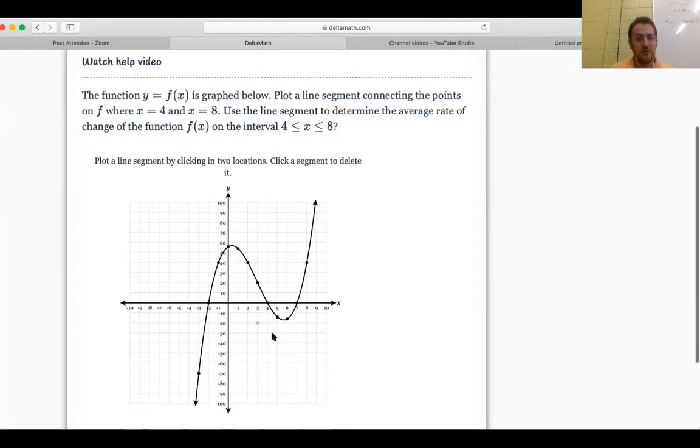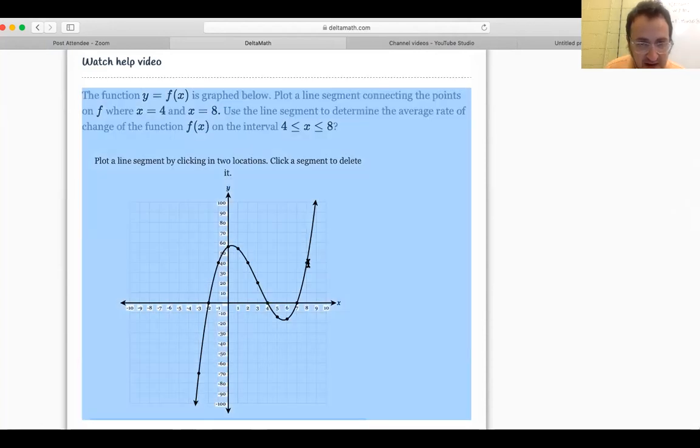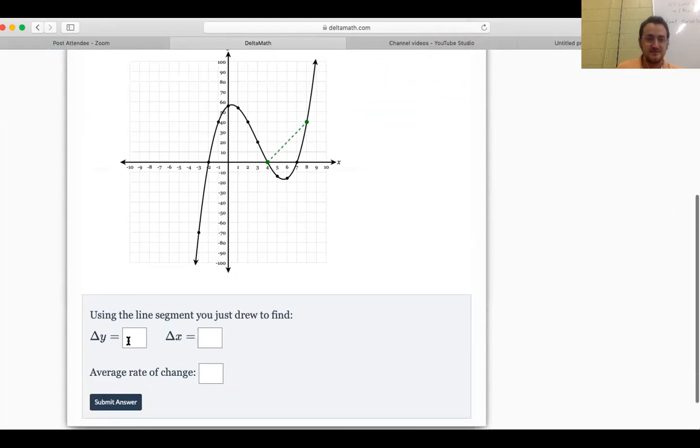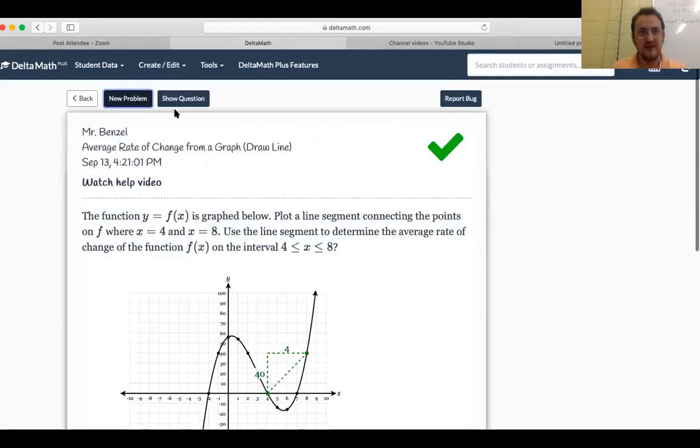All right, so I got x equals 4 and x equals 8. Ooh, they really went fancy here with these units. So here's 4, and here's 8. It's a little fussy sometimes. You just have to deal with it. This one you can actually see a little easier. So we go from 0 to 40. So that's our rise. And then our run is 4. So then our slope would be 10. And that's correct.